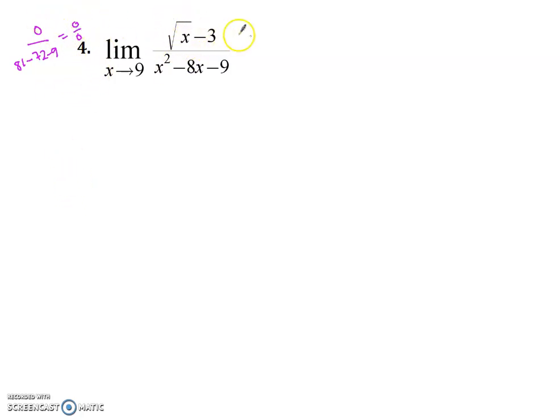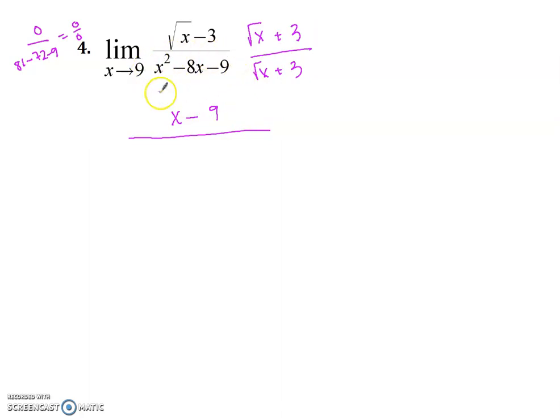So since this has a square root in it, I'm going to multiply the top and the bottom by the conjugate. So change the sign between the square root and the number. The top is where the conjugates are. This is the minus 3, the plus 3. So the top is what I want to multiply out. So when I multiply that out, that's going to give me root x times root x. Root x times another root x is just x. Negative 3 times positive 3 is going to be minus 9.